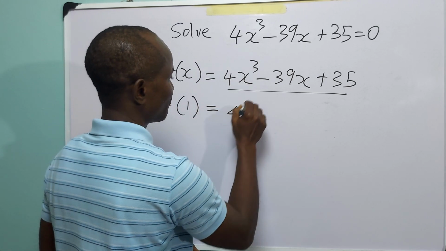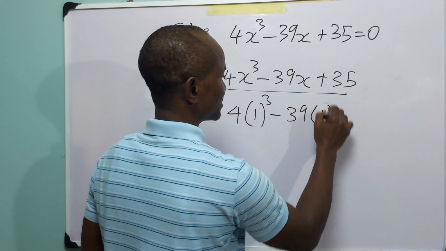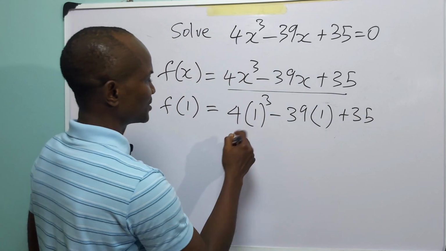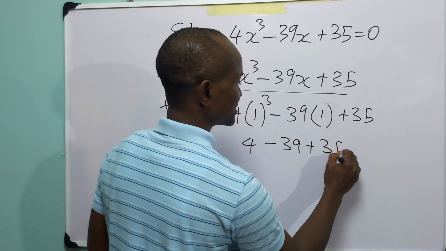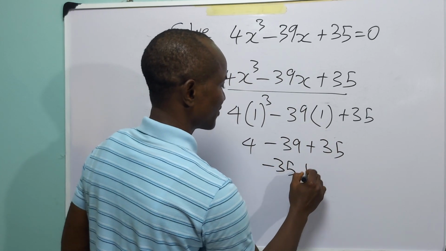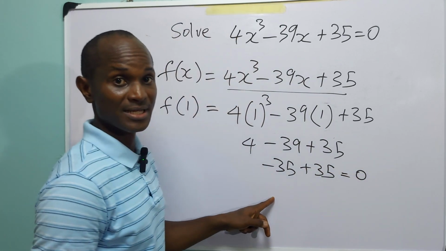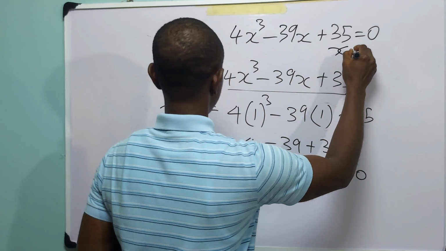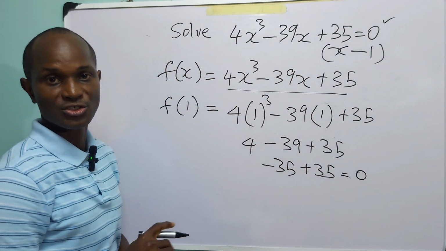So we have 4 multiplied by 1 cubed minus 39 multiplied by 1 plus 35. Let us see what we get. So this is 4, of course, minus 39 plus 35. 4 minus 39 is minus 35 plus 35. This is equal to 0. Therefore, x minus 1 is a factor of this expression.